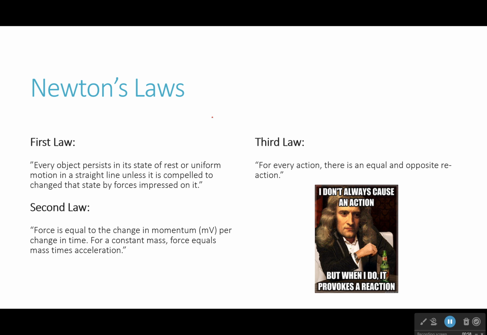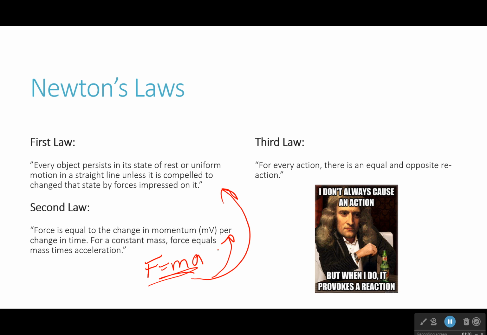Most of these have equations that are connected to it. For this one right here, it's force equals mass times acceleration. And this one right here is saying that if we want to change this, we're going to have to apply a force to it. So it comes down to this one as well. So both of these are connected here.